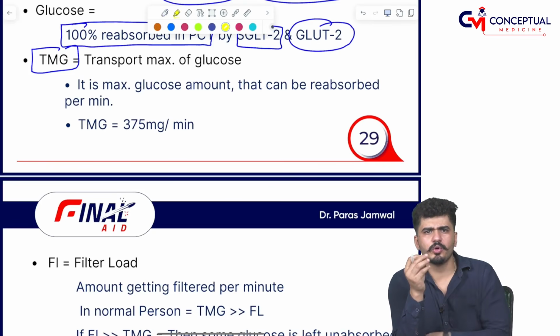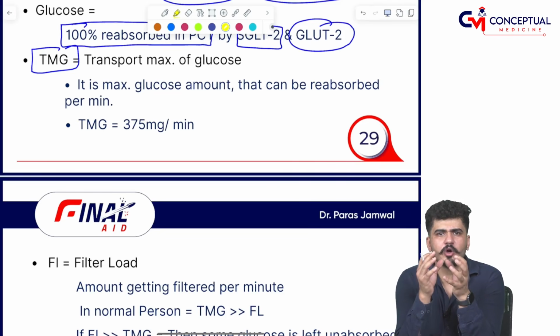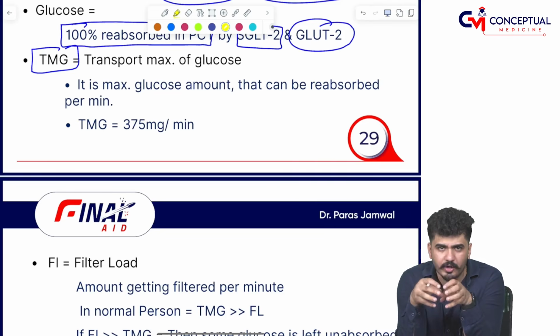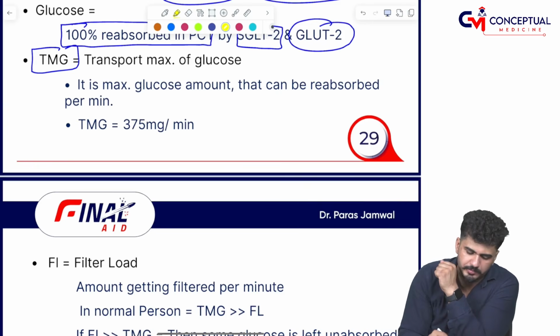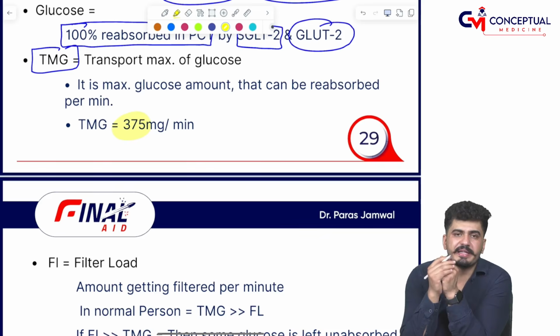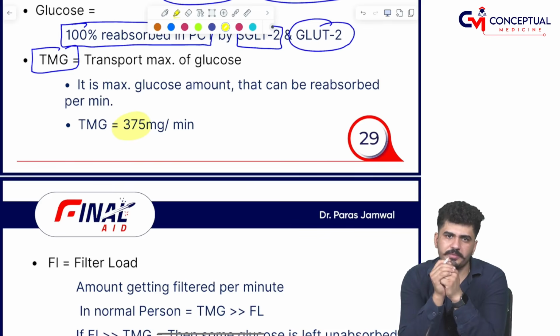It's the maximum glucose amount that can be reabsorbed per minute. 1 minute में कितना glucose reabsorb हो सकता है? This is called transport maximum. How much can we reabsorb? 375 milligram per minute. This is the transport maximum of the glucose.